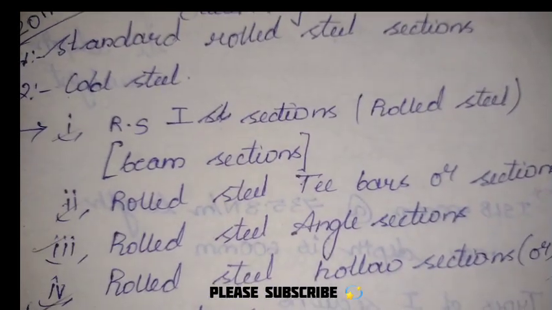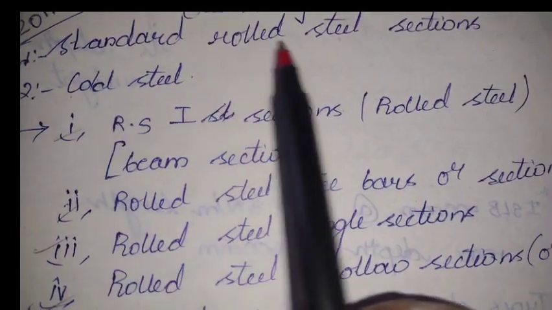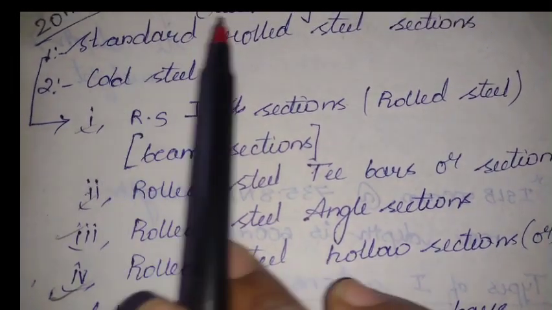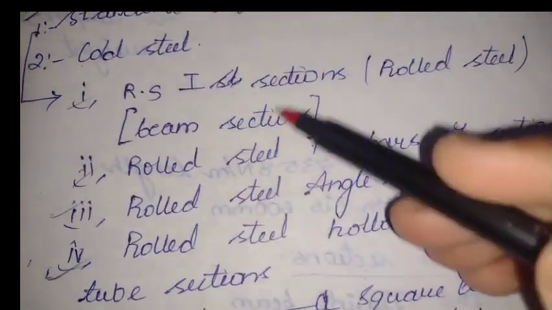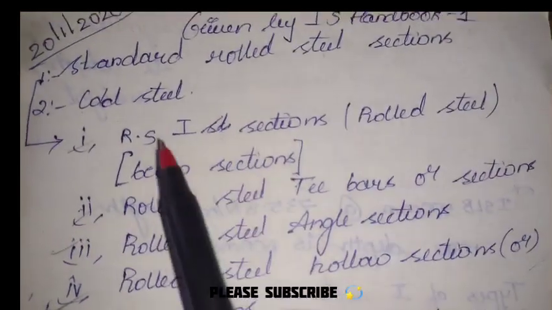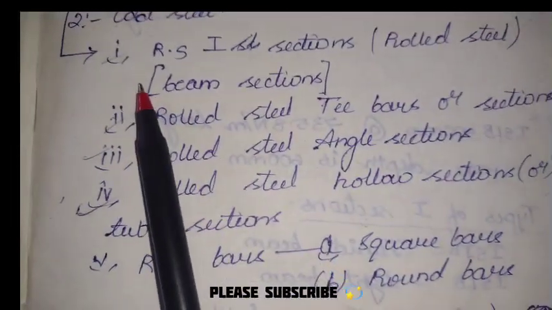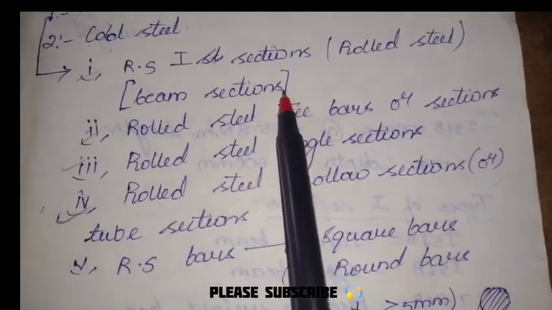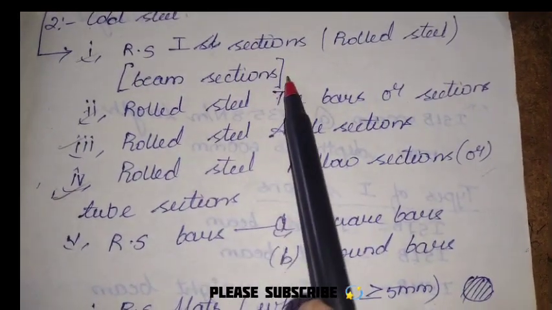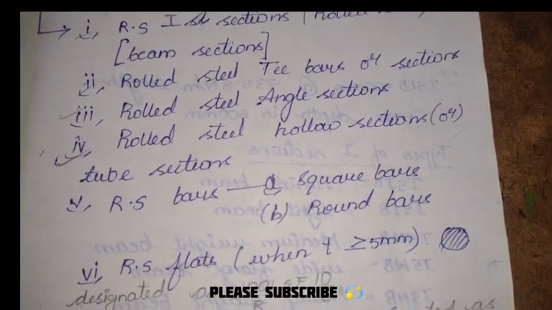Coming to today's topic, we are having types of the structural steel. Basically they are classified as standard rolled steel sections and cold steel sections. This standard rolled steel sections are again classified. We are having 10 classification types in this standard rolled steel sections. Coming to the first one, we are having the ISI sections, I sections, that is the rolled steel beam sections we call. Firstly, I will be explaining everything in detail.